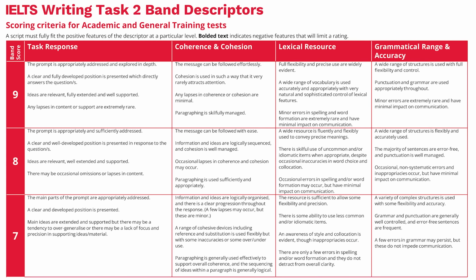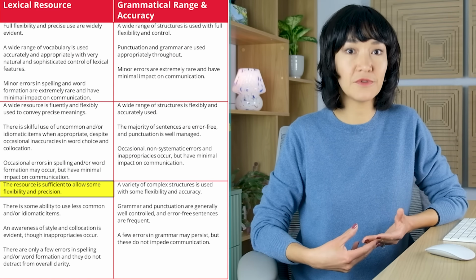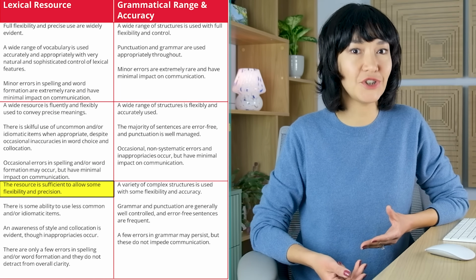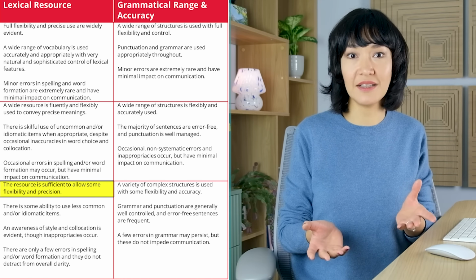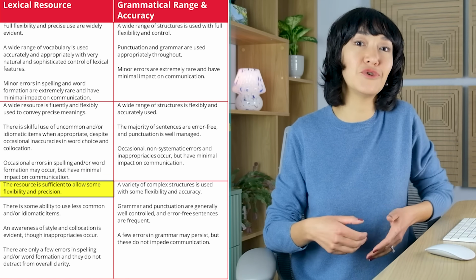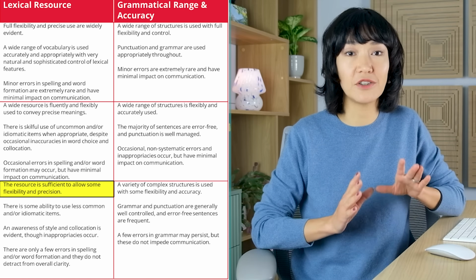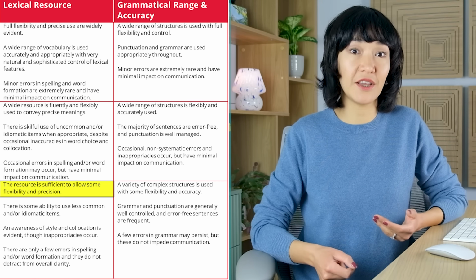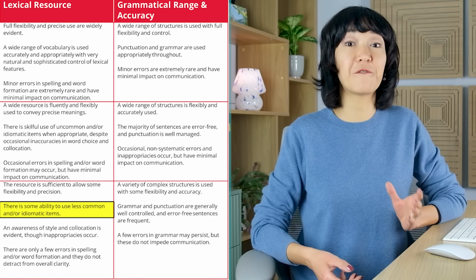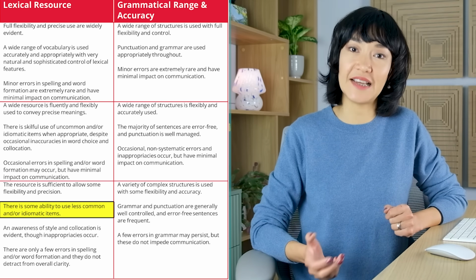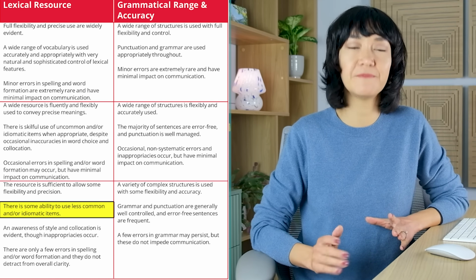They look at the words you use. You need to have enough resource for some flexibility and precision. So you need to show that you know how to say things in different ways, how to express yourself accurately using just the right words. That includes the use of what they call less common items. For example, free time is common, leisure time is less common. You don't need some big words.